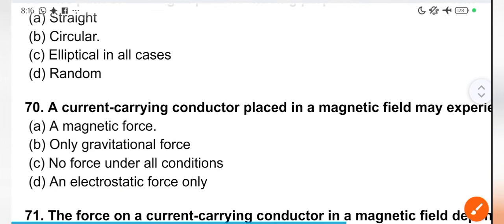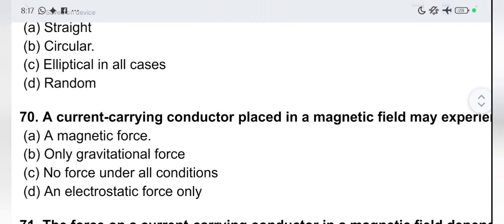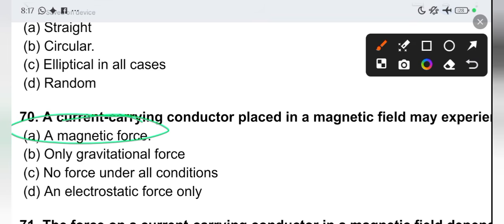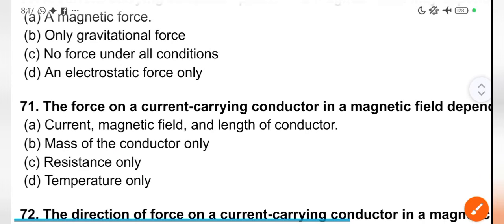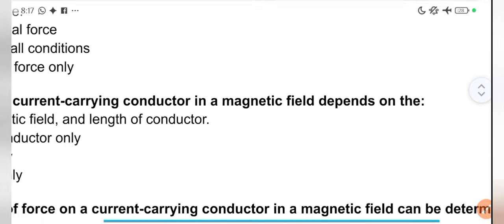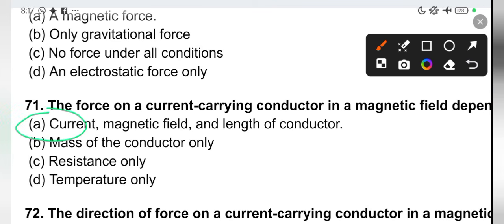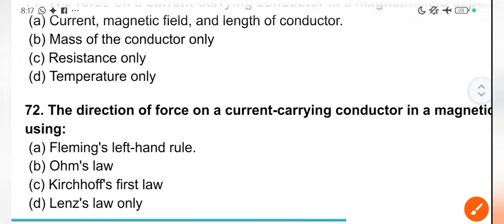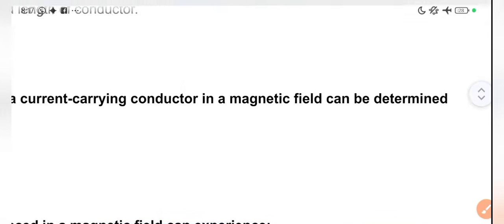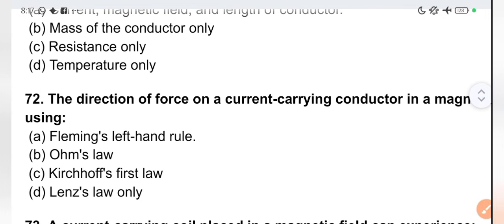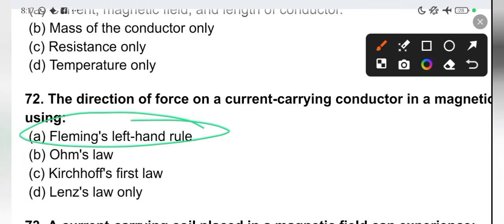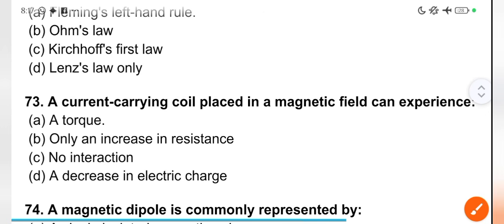A current carrying conductor placed in a magnetic field may experience a magnetic force. This one is very, very straightforward. It's a magnetic field, so you should not be experiencing electrical force, but a magnetic force. The force on a current carrying conductor in a magnetic field depends on the current, the magnetic field, and the length of that conductor. The direction of force on a current carrying conductor in a magnetic field can be determined using Fleming's left-hand rule. A current carrying coil placed in a magnetic field can experience a torque.